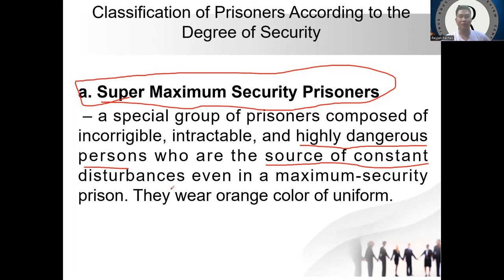So, yung super maximum security prisoners natin, of course, they wear all orange color of uniform. So, tatlo lang naman. So, again, ang super maximum class under our Bureau of Correction, so they are highly dangerous person. Hindi sila pwedeng lumabas or hindi sila pwedeng pagkatiwalaan sa labas kasi, again, sa kanila nasisimula yung mga disturbances and other, of course, mga illegal activities, yung rambulan sa loob ng prisuhan. So, dyan na sila yung may boss. So, super maximum yan.